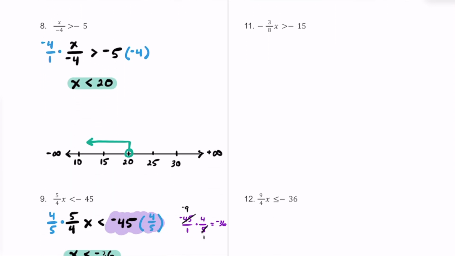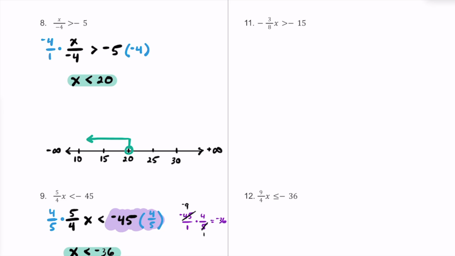For number 11, we have -3/8 times x is greater than -15. All right, so we'd like the x to be alone, but we have this negative coefficient in front of it. To get the coefficient for x to be +1, again, just like in earlier problems, you could divide both sides by -3/8, or what we can do is multiply both sides by the multiplicative inverse, or the reciprocal of that coefficient, which is going to be -8/3. Now, if we do it to the left side, let's go ahead and do it on the right side, just so we can stay nice and consistent here.